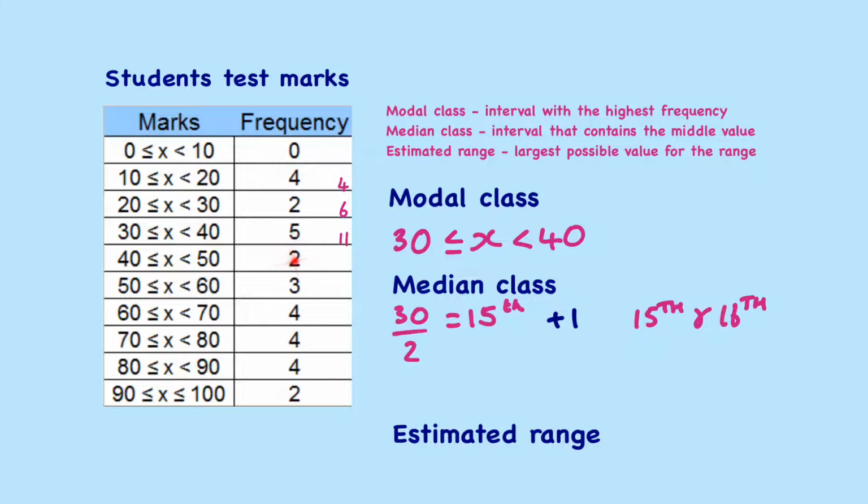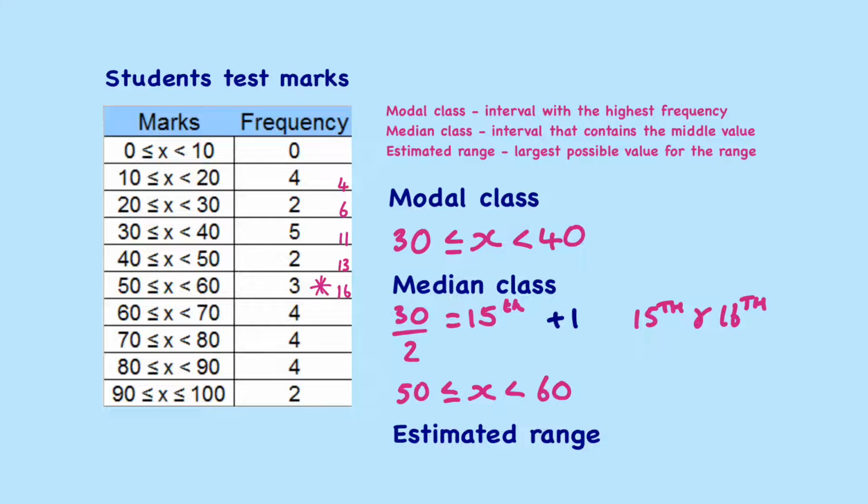The next 2 values will bring us up to our 13th value. And then we've got 3 more values here of 50 to 60, so that brings us up to our 16th value. We can stop there because we can see that this brings us up to our 16th value, so our 14th, 15th and 16th value are in this interval. So therefore we can say that the median is in this 50 to 60 interval.